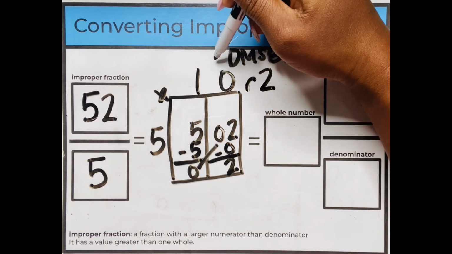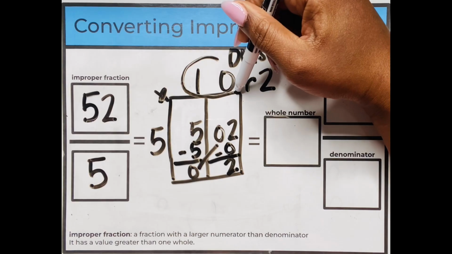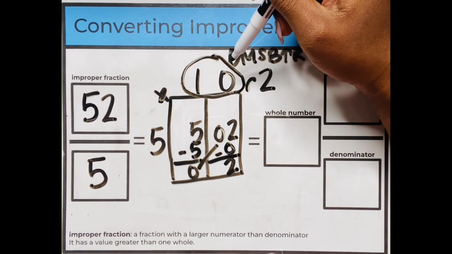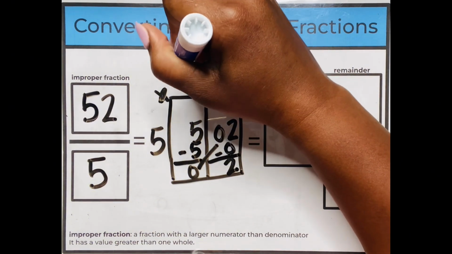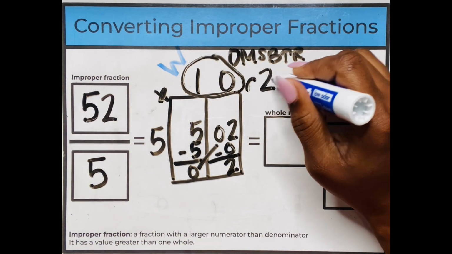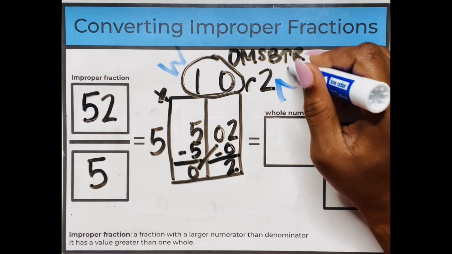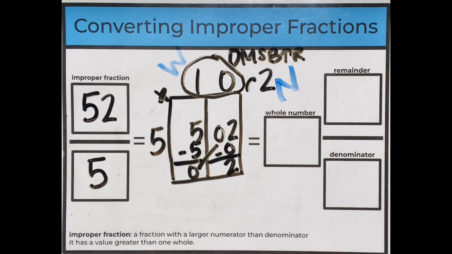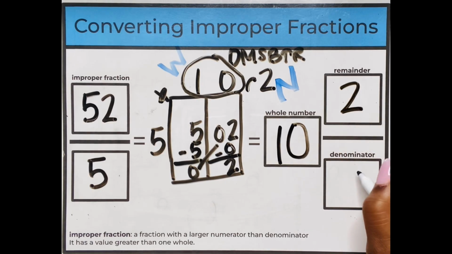We know that this is our remainder. Up here, this is the whole number. You basically put it together, okay? You put that together. That's the number 10. So we have 10. We're going to put the letter W. We know that's our whole number. The remainder, we're going to put the letter what? Hopefully you say N. And then we're going to create our mixed number. And that will be our final answer. 10 and 2/5.